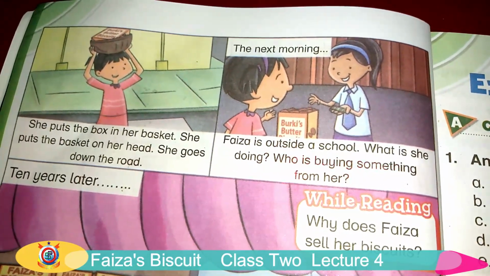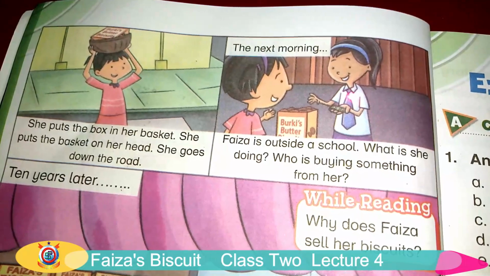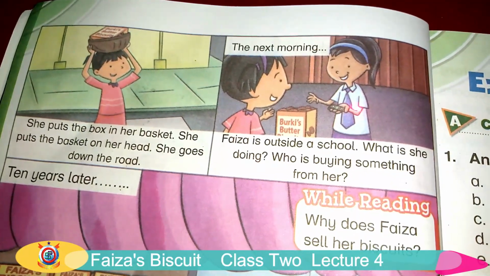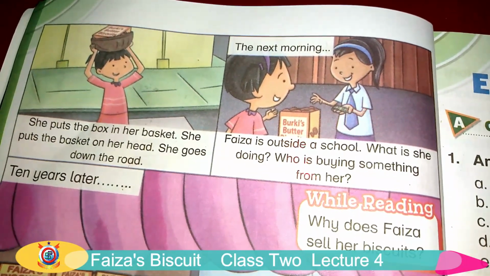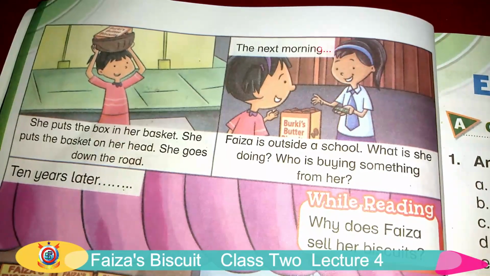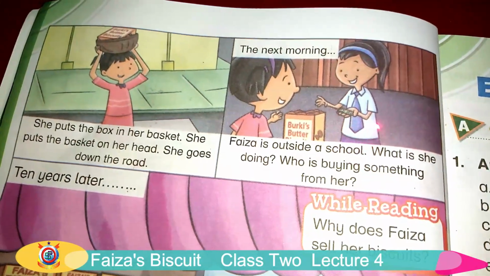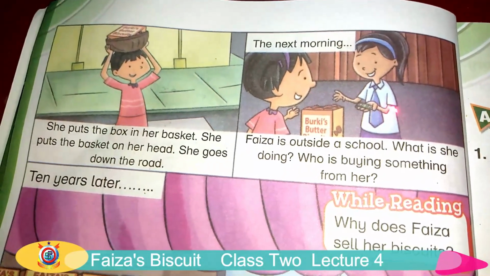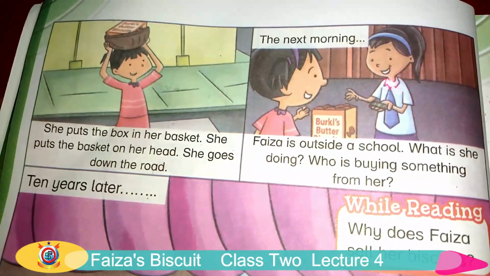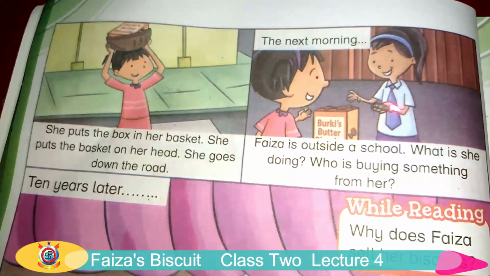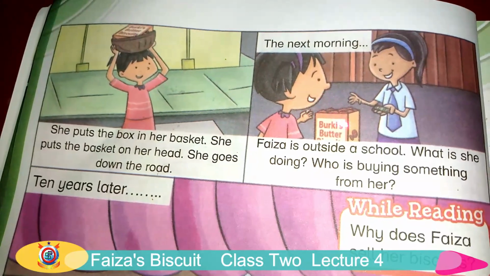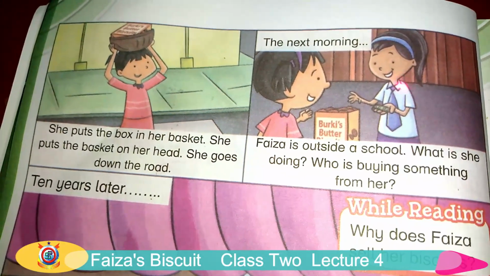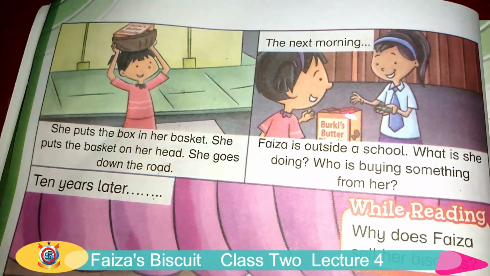Who is buying something from her? A school going girl, a student, is buying something from her. Now tell me, what is this student buying? Very good. The student is buying biscuits.